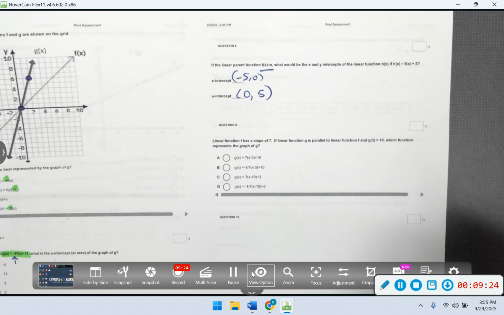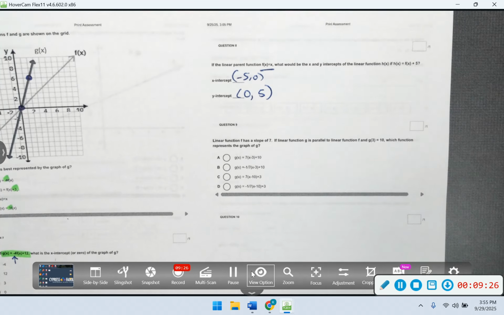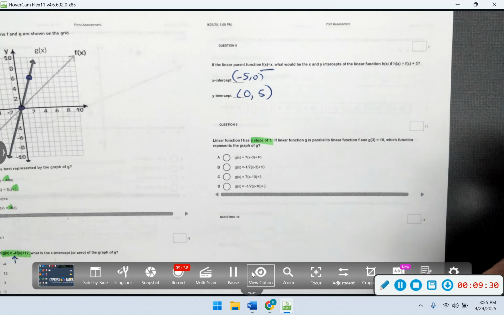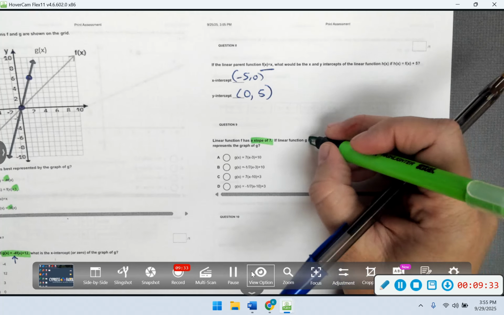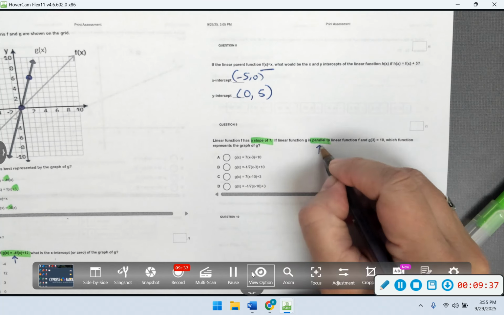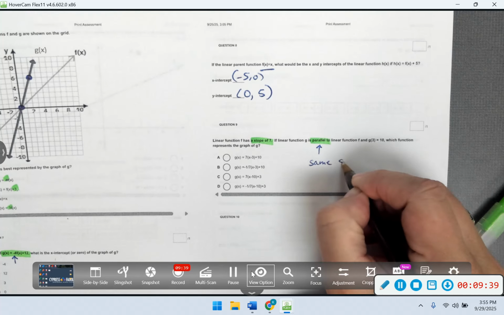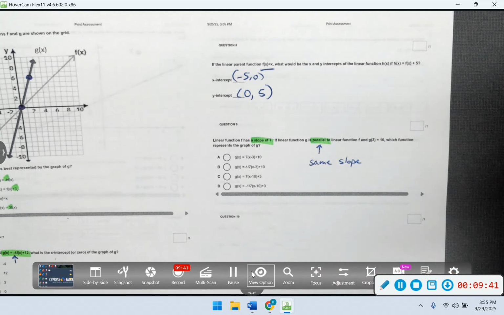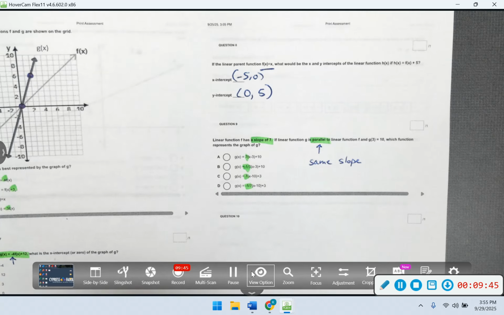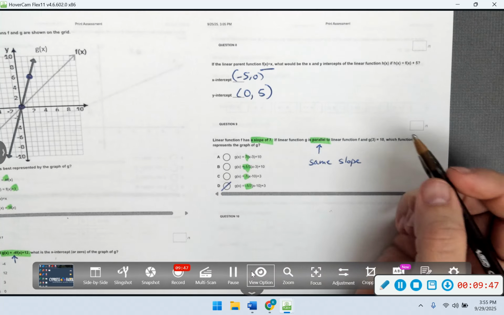Slope of 7. So I'm going to highlight the important things. So function f has a slope of 7. So g is going to be parallel, so that means it's going to have the same slope. So here's the slope on each one. So I need the slope to be 7. So based on that, I can eliminate D and B.